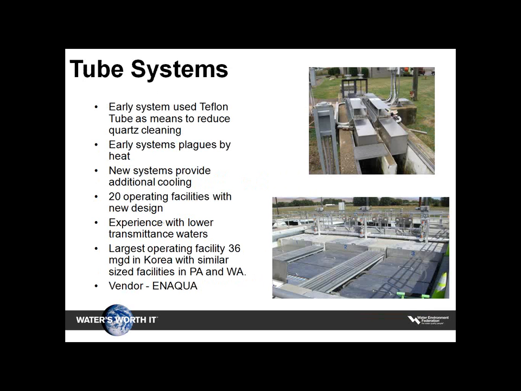Early UV systems used the tube system. It had some challenges. Most of those challenges have been eliminated. You can see at the top of that picture is a smaller system. The flow essentially flows through tubes, and the UV lamps are located on the outside of the tubes, and then the UV moves in through the tubes into the UV system. It works relatively well. The bottom picture is a 30 MGD system located in Yakima, Washington.